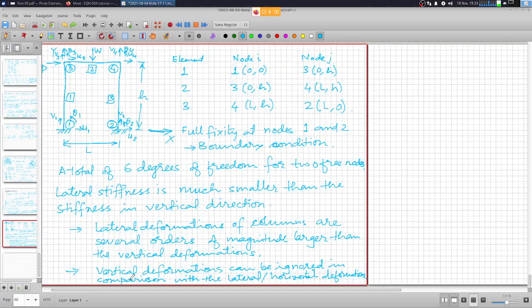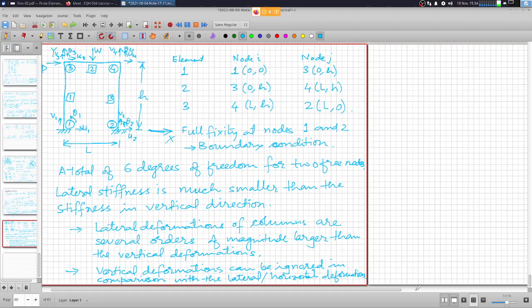Sometimes this assumption may not be valid, when vertical deformations are not really negligible, and that would be the case in very tall buildings when the gravity load itself is very large, so that the axial deformations are significant, then of course it cannot be ignored. But for low to mid-rise buildings, generally the vertical deformations are very small in comparison with the lateral deformations and axial rigidity is much larger.